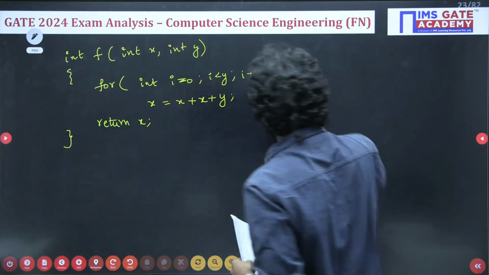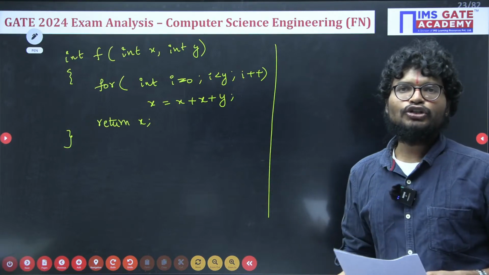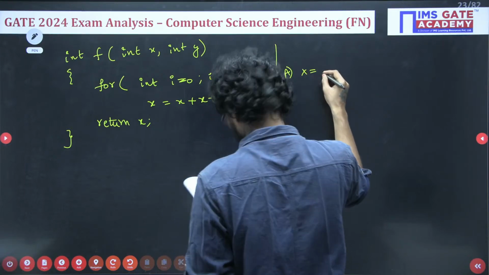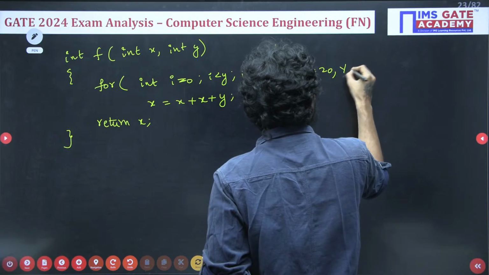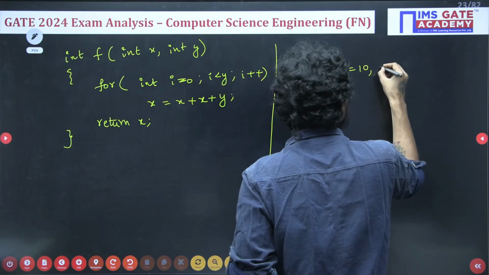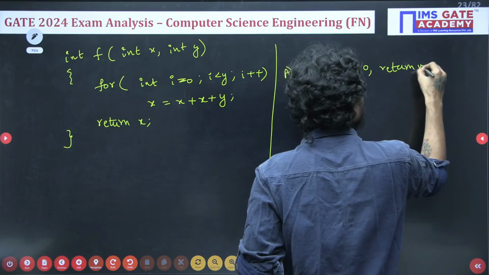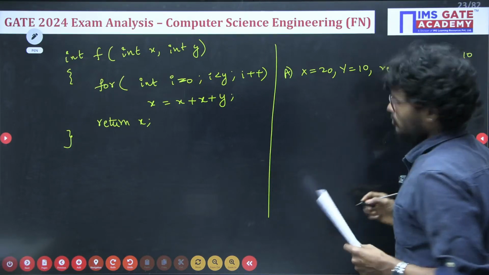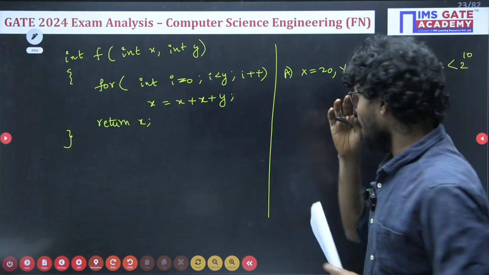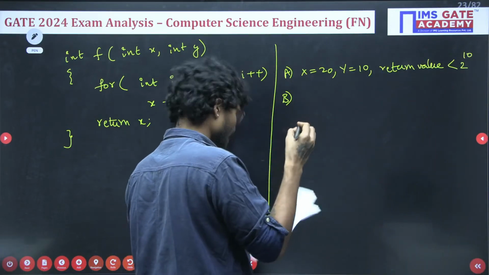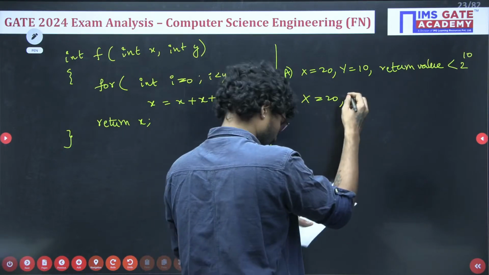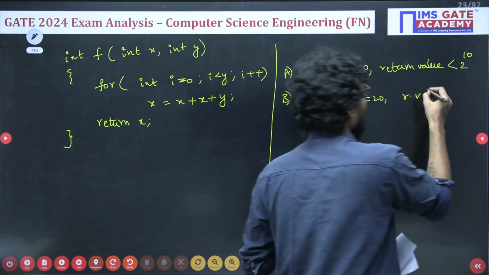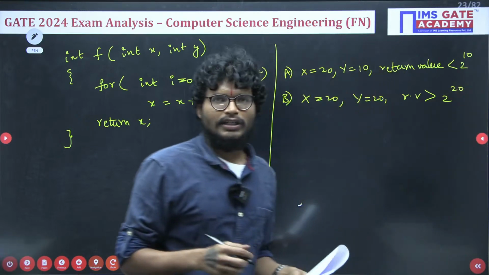So we are given four options here. We need to choose the right answers. Option A, x value is 20, y value is 10, and they are saying the return value shall be less than 2 raised to the power of 10. Option B, if the x value is 20 and y value is 20, then the return value will be greater than 2 raised to the power of 20.